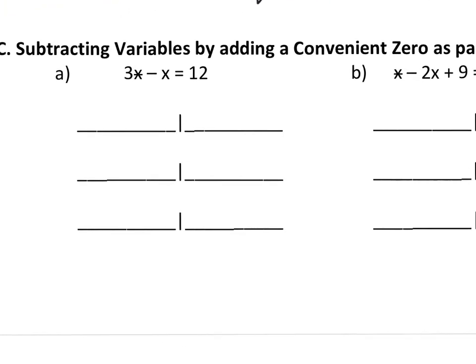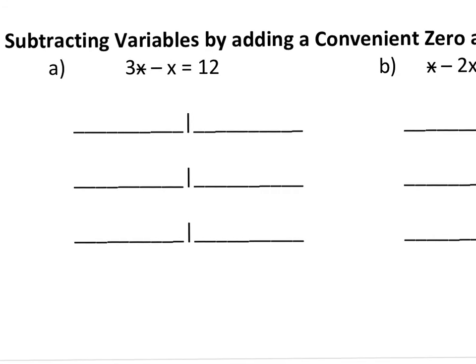Okay, so let's now look at this one. The issue we have here, and we're going to have to add a convenient 0. We have 3 star, but we need to remove an x. We don't have an x, so we're going to have to add a convenient 0 in order to take that away. How that looks. We have 3 star.